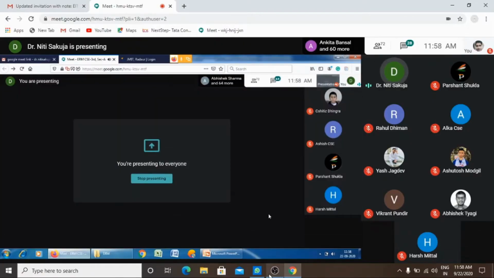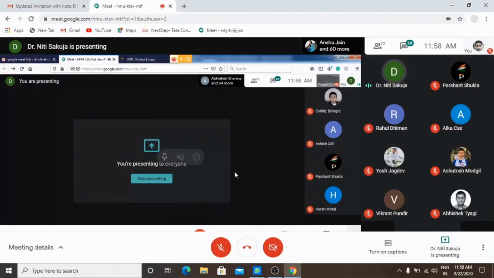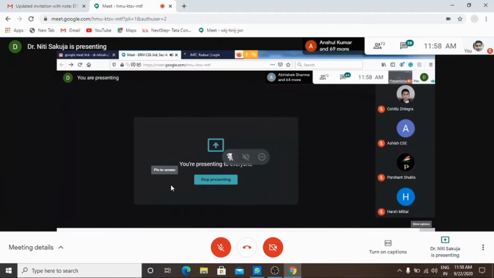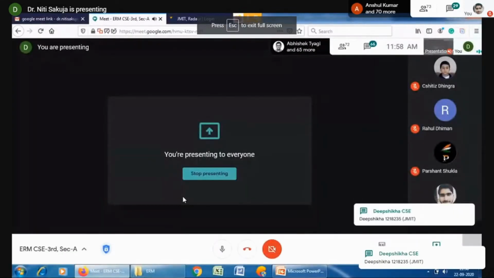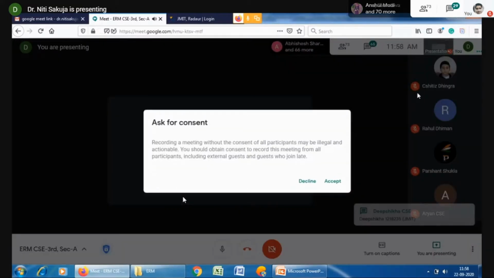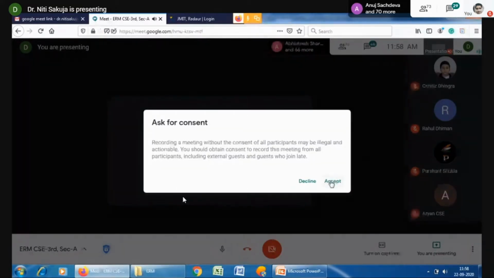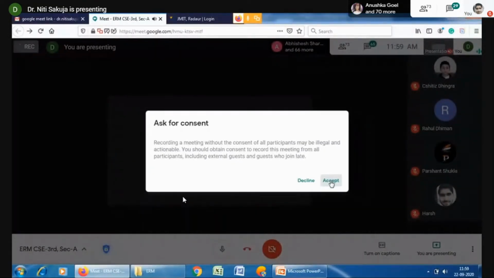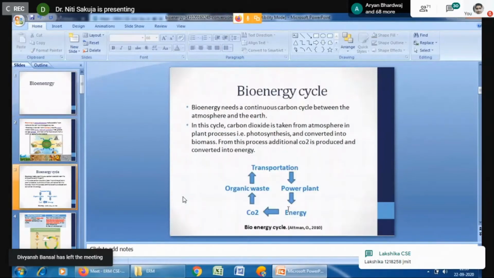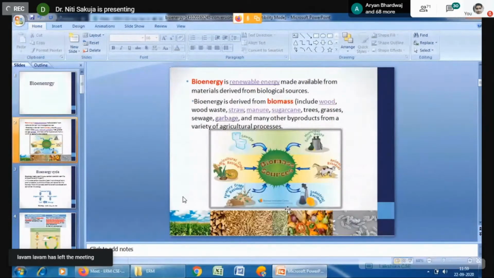Bioenergy is basically the energy resource which is being generated from organic waste. Do remember that. Bioenergy is the energy which we generate from our organic waste. Like when you were in the hostel and eating in the canteen, the bioenergy resource is basically the thing that we generate.